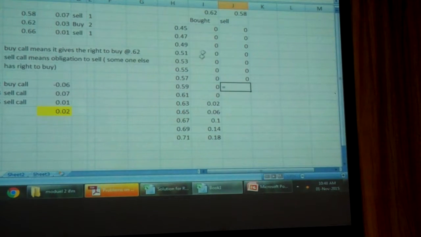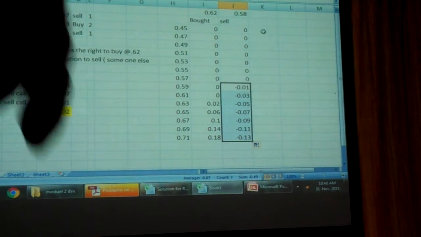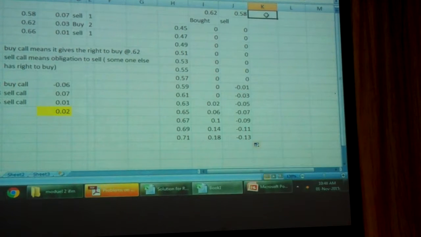So what is your loss? It is 0.58 minus 0.59. So only one contract, so one loss. Now definitely you will come in all these places. See, your losses will keep going up because you have now sold an option. Seller of an option will have unlimited losses. Okay. Next case, 0.66.